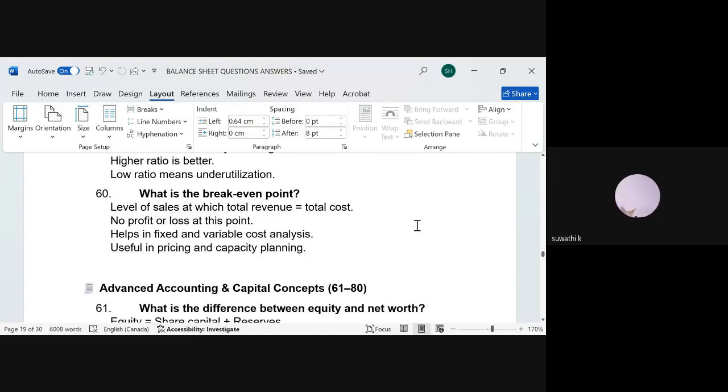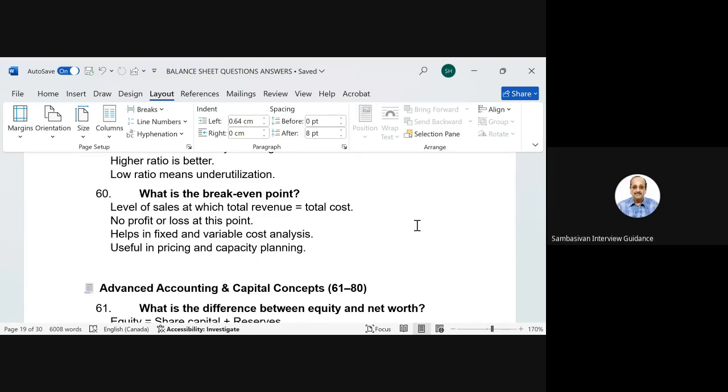Number 60. What is break-even point? The level of sales at which total revenue is equal to total cost. No profit or loss at this point. It helps in fixed and variable cost analysis. Useful in pricing and capacity planning.